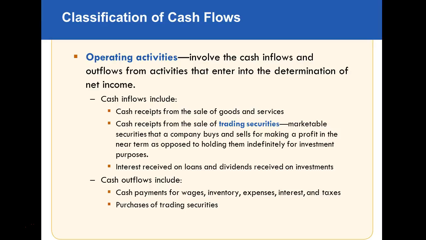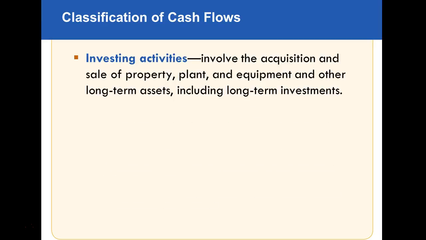The way money goes out is to pay the bills and to purchase any securities on hand. Those are operating activities. Investing activities involve the acquisition and sale of property, plant, and equipment, and other long-term assets that include not marketable securities, but long-term investments. Okay? Those items are going to be on the books for way over a year.